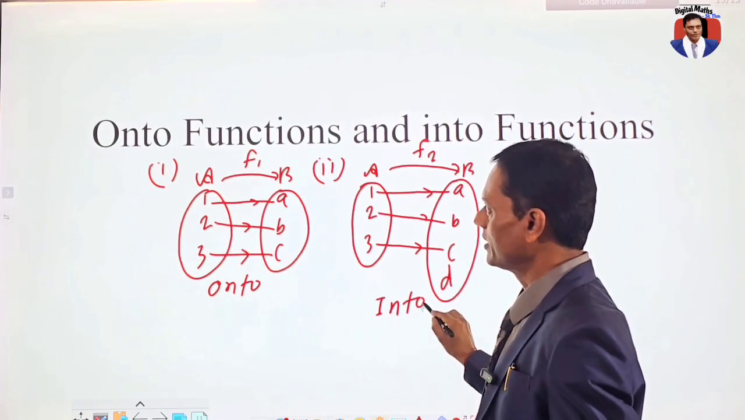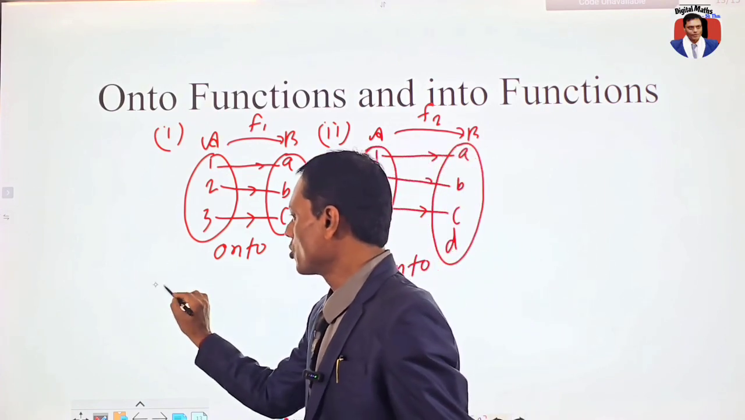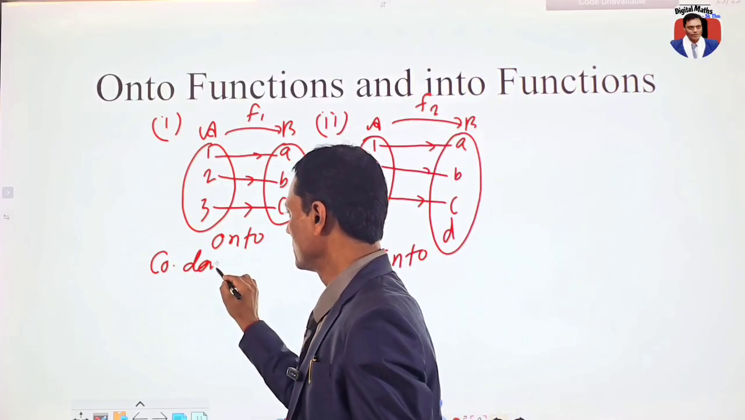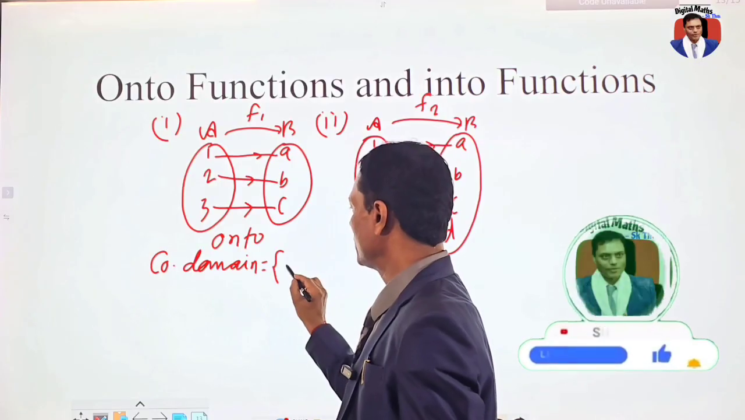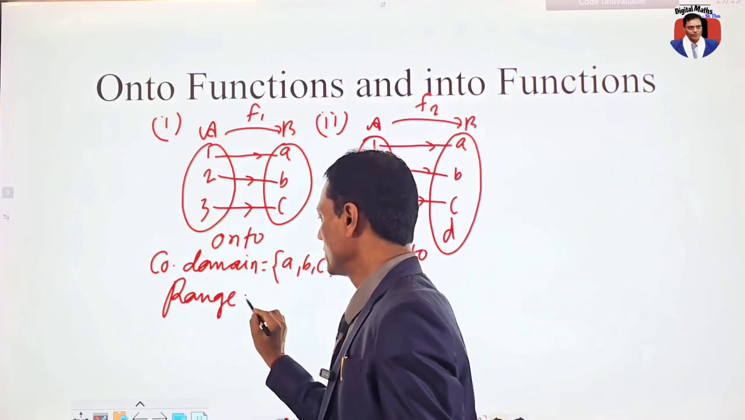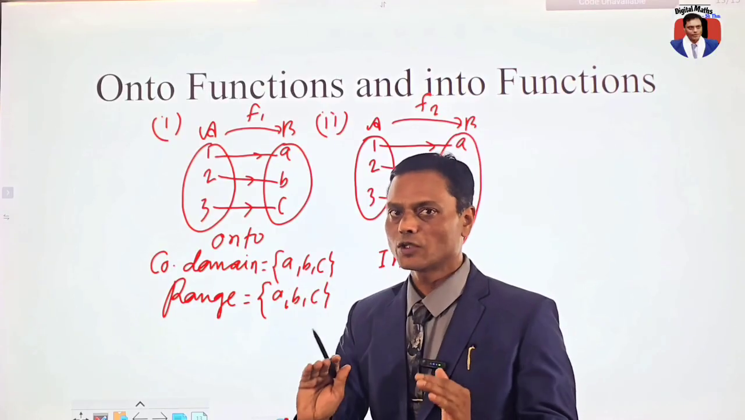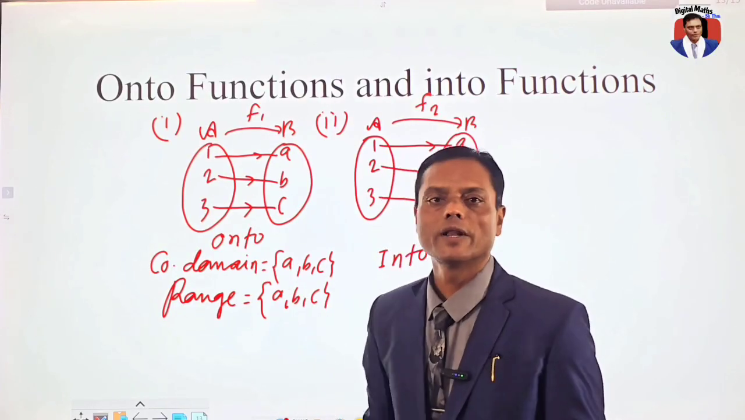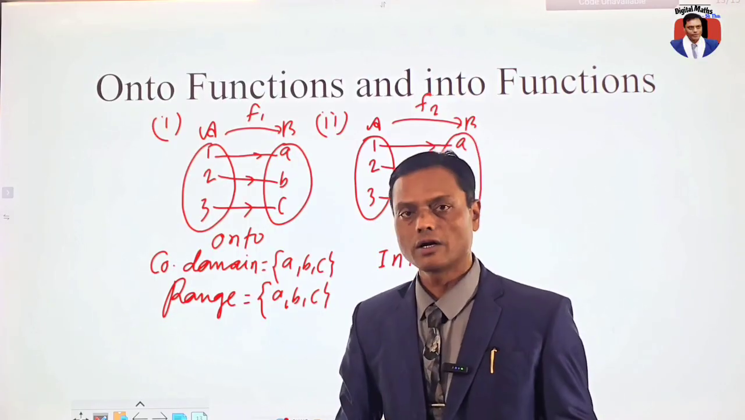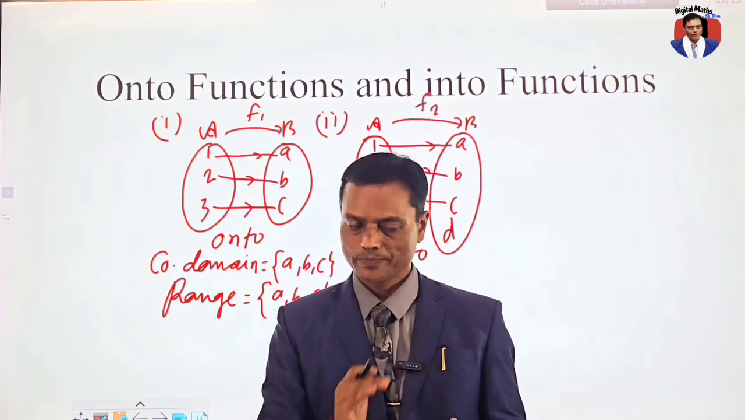Onto and into. So we can define it like this also. We can see here the codomain is a, b, c, and the range is a, b, and c, right? So the codomain and the range are both equal, right? So if the codomain and the range are equal, such a type of function is called an onto function. You can understand the onto function in another way also: all the elements of the set B have a preimage in the set A.